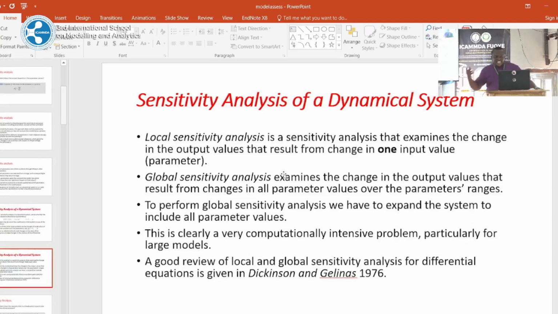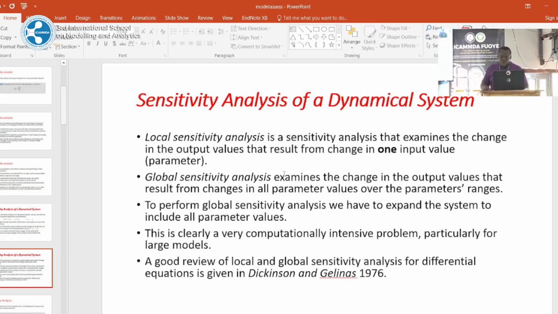Now, local sensitivity analysis is a sensitivity analysis that examines the change in the output value that results from change in one input value, local, in the neighborhood. Change in one input value, one input parameter. Global sensitivity analysis examines the change in the output values that result from the changes in all parameters.